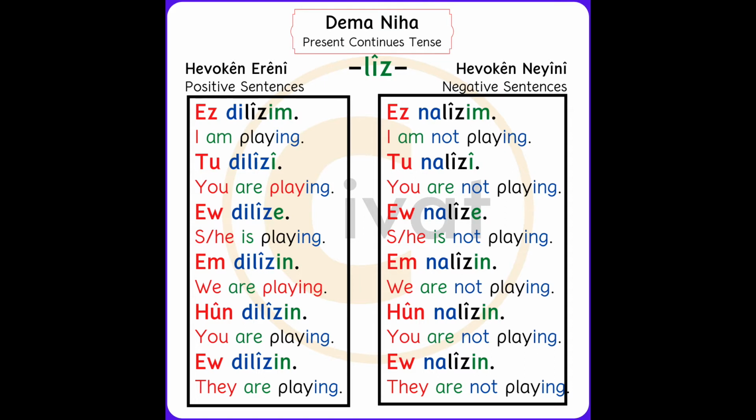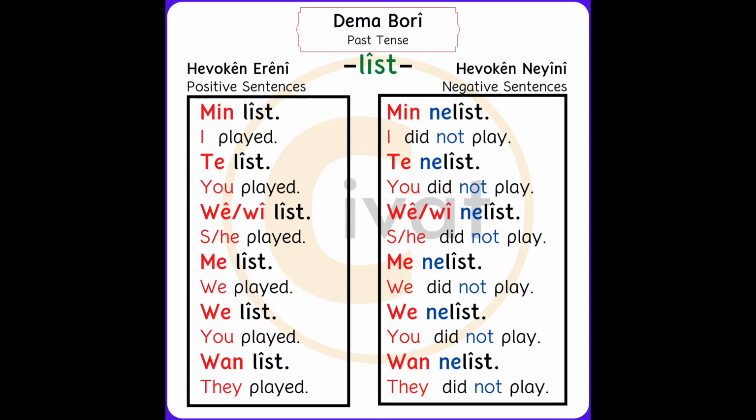Hevoken neyini. Negative sentences. As nalizim. I am not playing. To nalizi. You are not playing. Ev nalize. She is not playing. He is not playing. Am nalizin. We are not playing. Hun nalizin. You are not playing. Ev nalizin. They are not playing.